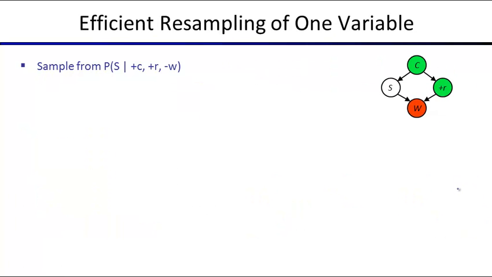Now the question that remains is, when I say resample a variable, can we do that efficiently? Let's say we resample F given plus C, plus R, minus W. That's a probabilistic inference query again. Probabilistic inference is not always done efficiently. But whenever you have a query where all variables but one are instantiated, you can answer that query very efficiently. So we're going to find this distribution.